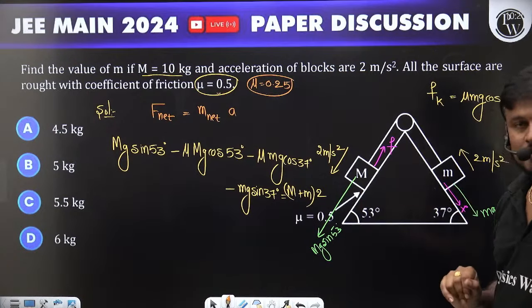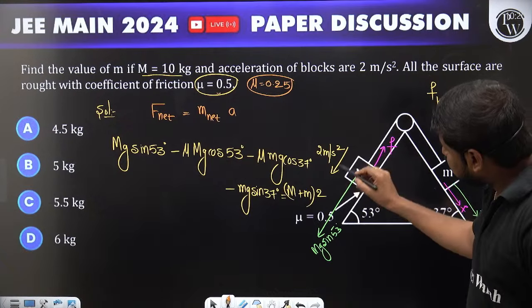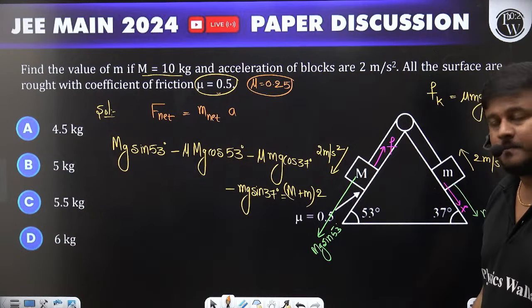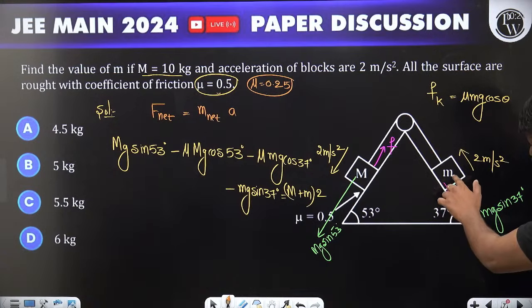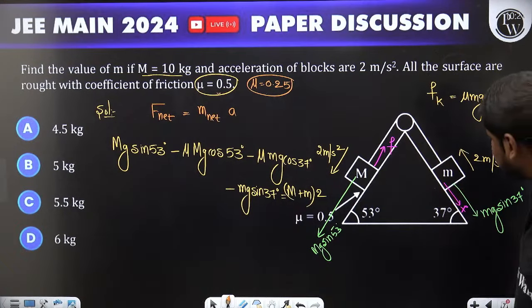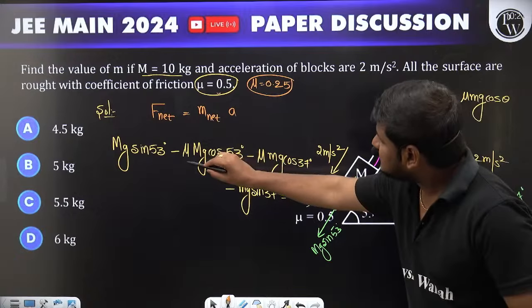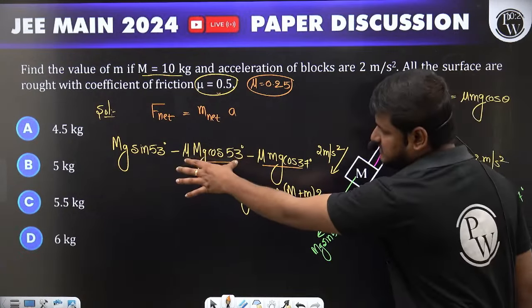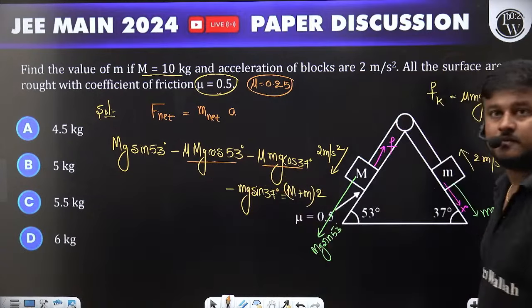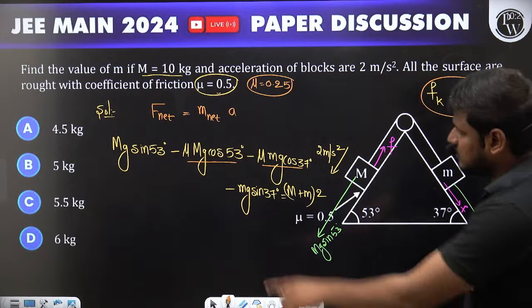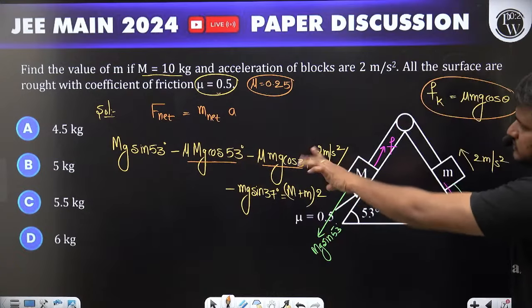These two are clear. Now, as capital M is accelerating downward, the frictional force will be upward. And here, small m is accelerating upward, so the friction will be downside. So that's why minus friction and minus friction. See here, minus friction and minus friction. So the friction formula, you know, the kinetic friction, mu mg cos theta. So I just substituted those values.